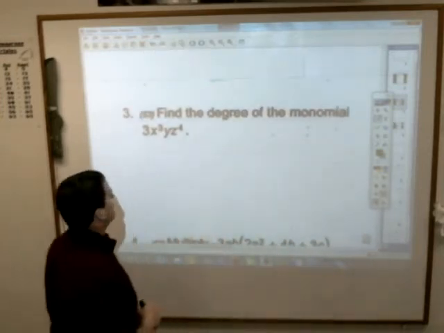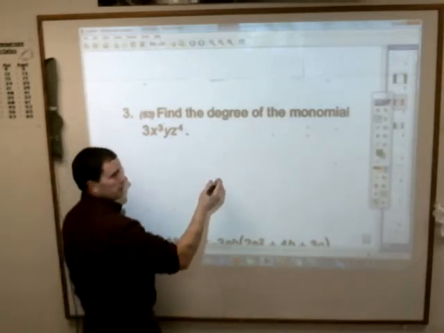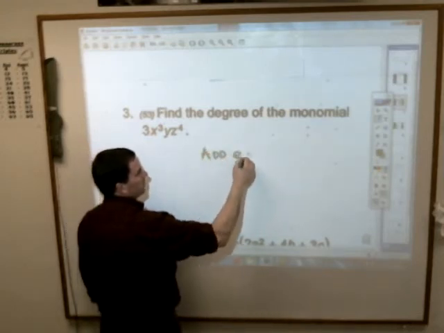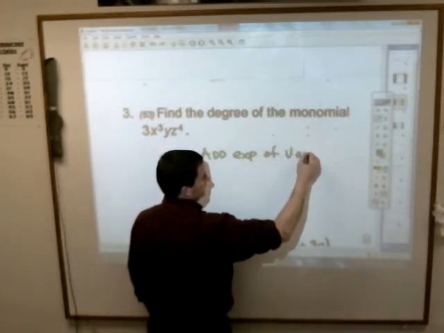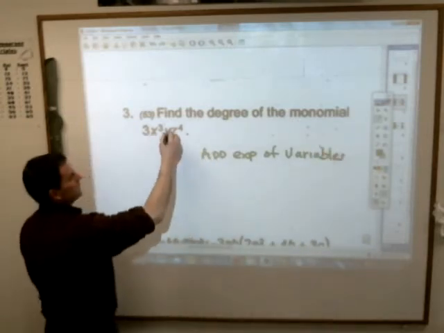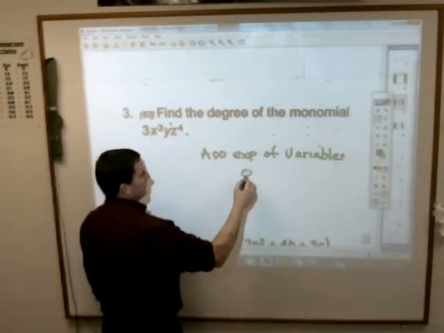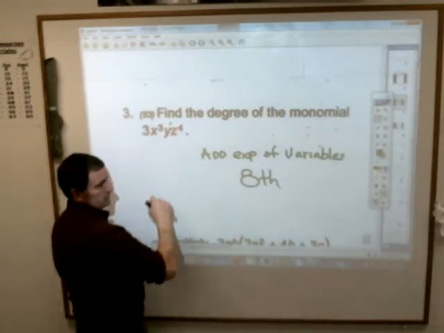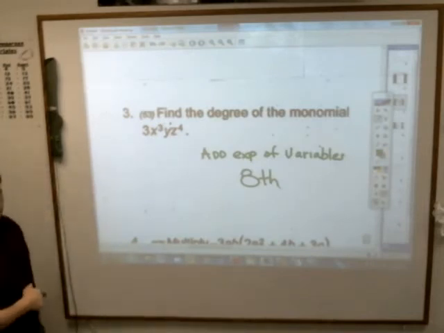Find the degree of the monomial. How do you find degrees of monomials? And this is what I write in my notes. You just add the exponents of the variables. That is its degree. 3 plus 1 plus 4. It is an 8th degree monomial. Just add the exponents of the variables.